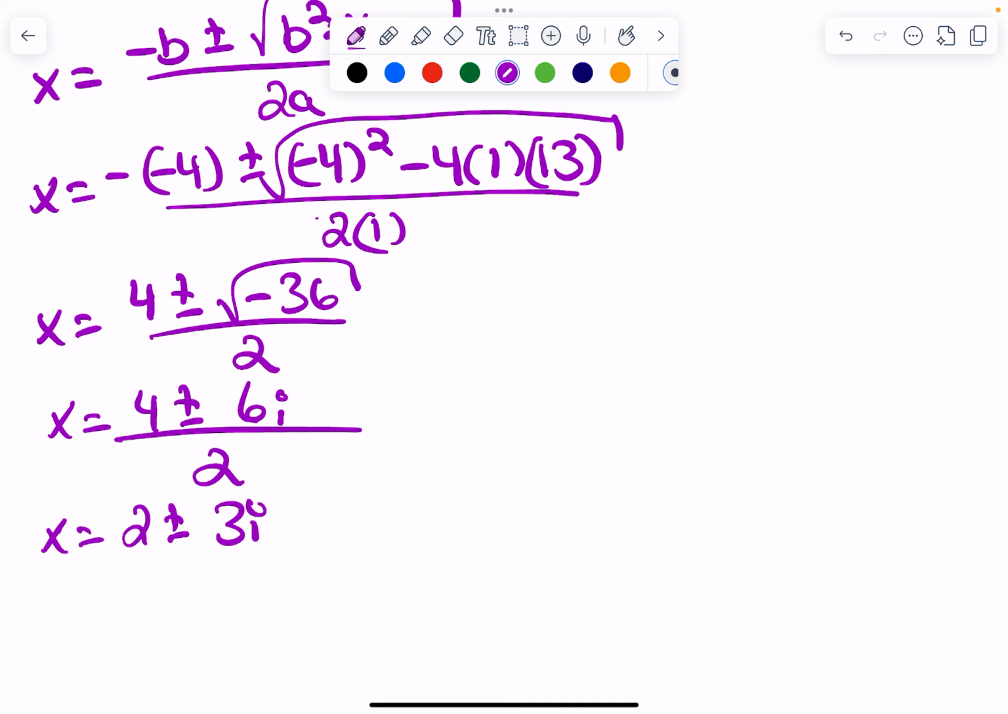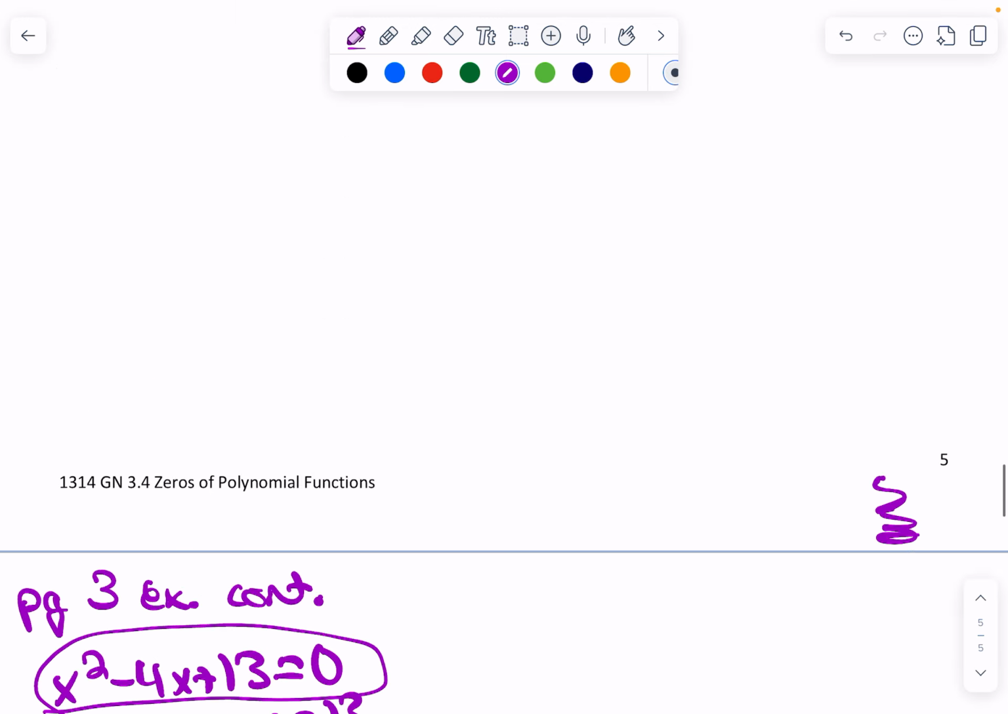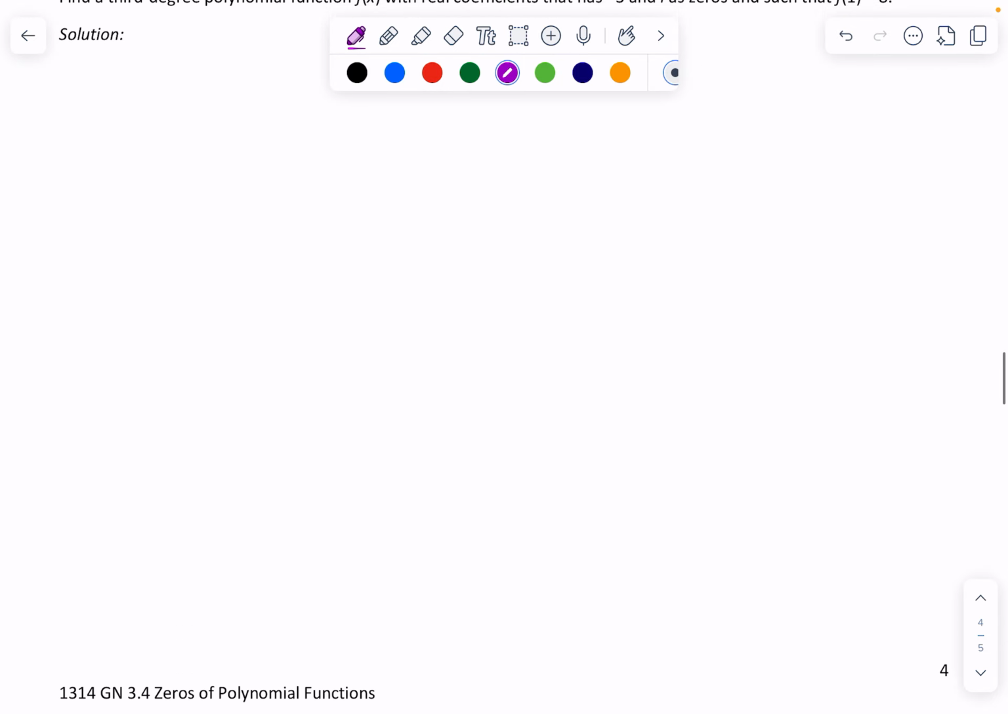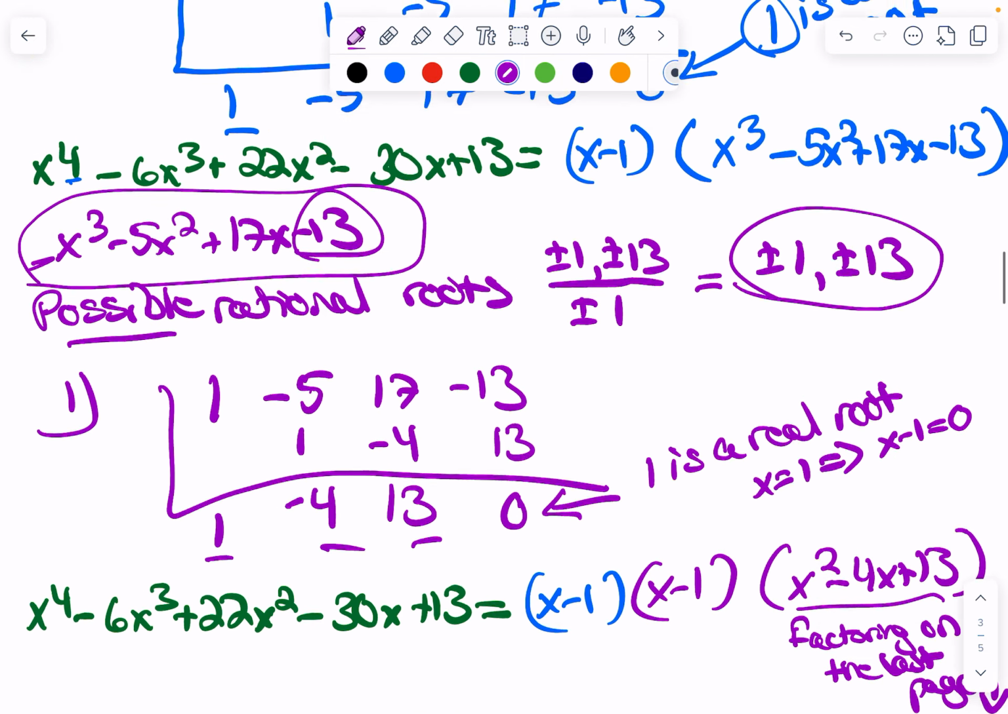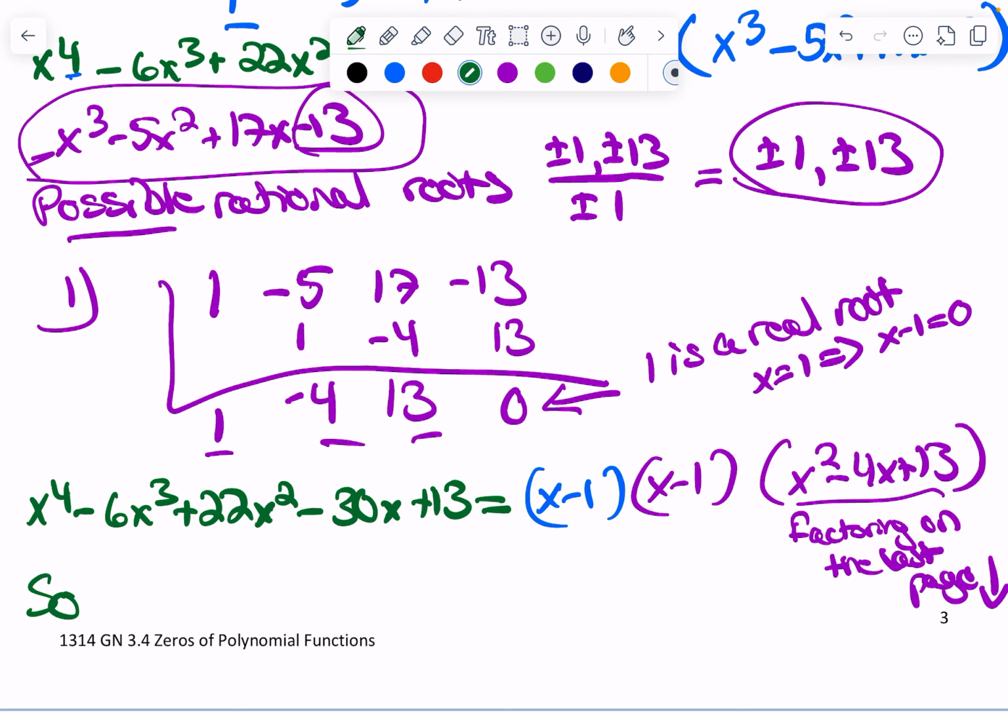Now, with this, we have the conjugate pairs. You have to make sure that both of those are here. When we do the quadratic formula, we'll have them automatically because it's plus and minus. So 2 plus or minus 3i, that's the conjugate pair. So our solution set is going to be 1, 1, and 2 plus or minus 3i.